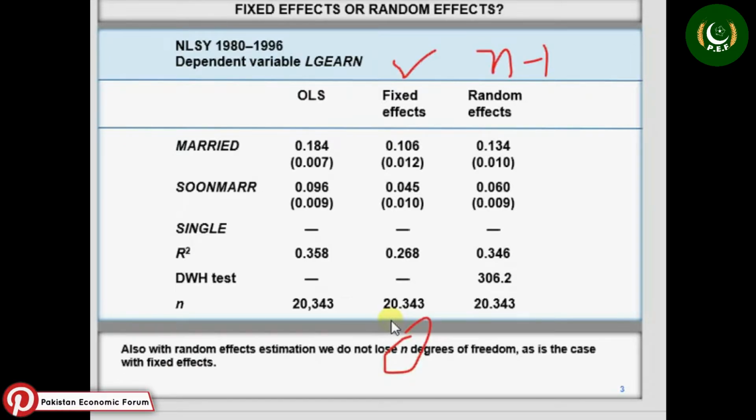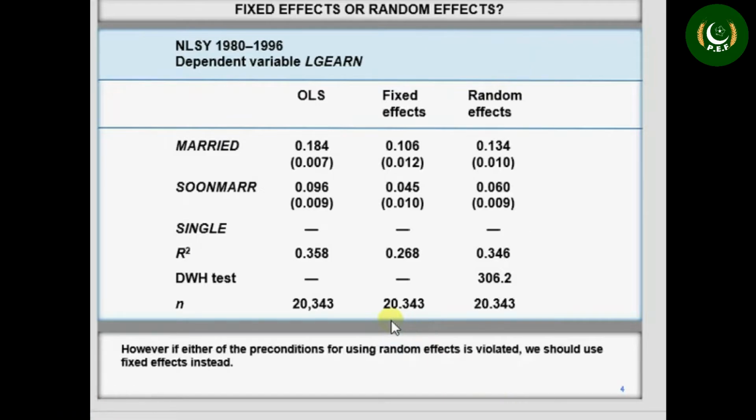Then second, you have to estimate n minus 1 dummy variables, least squares dummy variables, in the fixed effect model, whereas this is not the case in the random effect model. So you save n degrees of freedom by using the random effect model. But please keep in mind that for the random effect model, two conditions must be satisfied. First, Z_i, alpha_i is a random draw. Second, alpha_i and x_it are independent of each other.